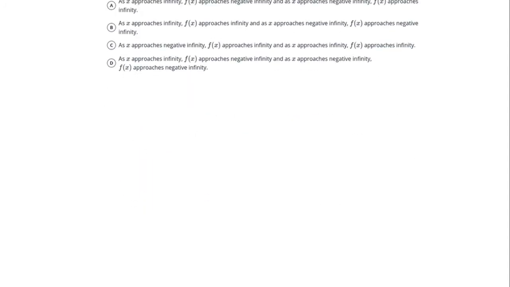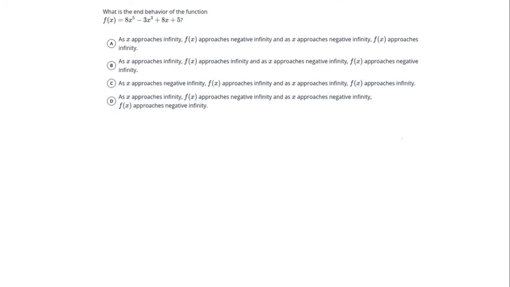Now for the next question, we want to look at the end behavior of 8x to the 5th minus 3x cubed plus 8x plus 5. And what you should get out of this is that it is an odd function with a positive coefficient. So it should look something like this, the end behavior, and we don't care about what happens in between the endpoints.